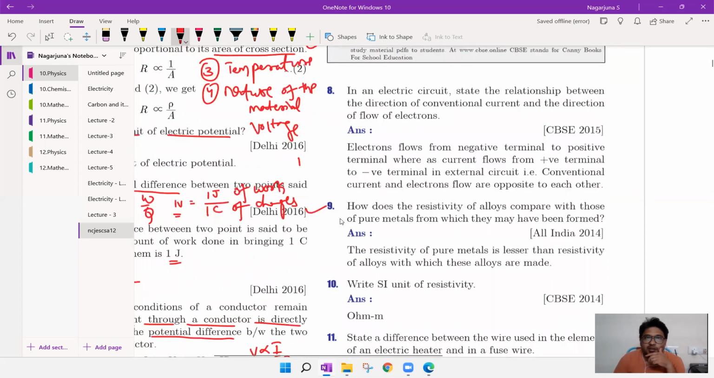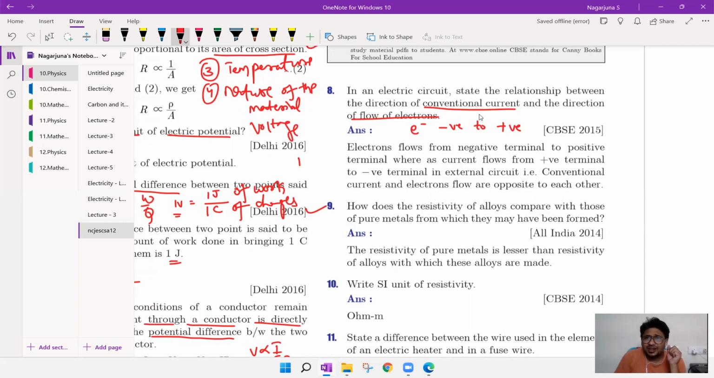Next, 8th question. In an electric circuit, state the relationship between the direction of conventional current and the direction of flow of electrons. Very most important. What is the relation? It is quite simple. Electron means negative charge, always generated at the negative terminal. So if they are asking about the direction of electrons, straight away you can write that electrons always will be flowing from negative terminal to positive terminal, because electrons are negatively charged particles which are generated at the negative terminal.